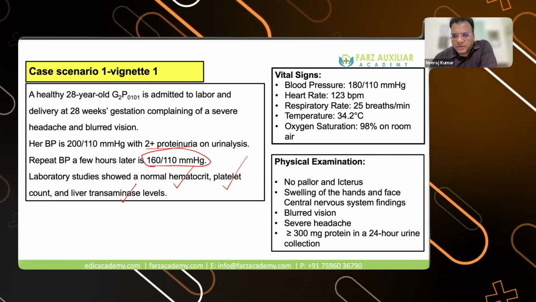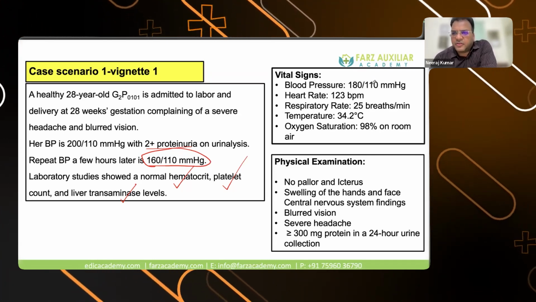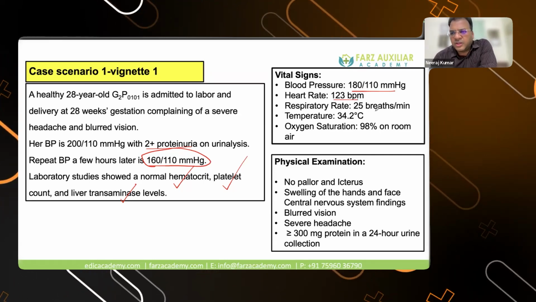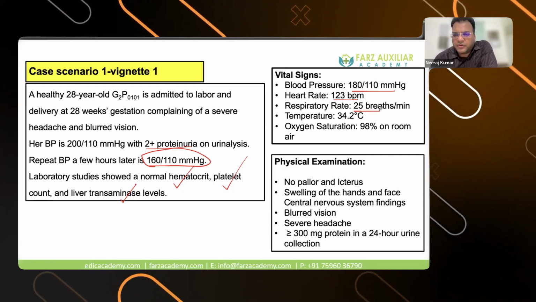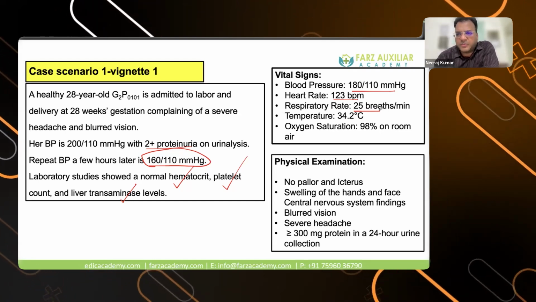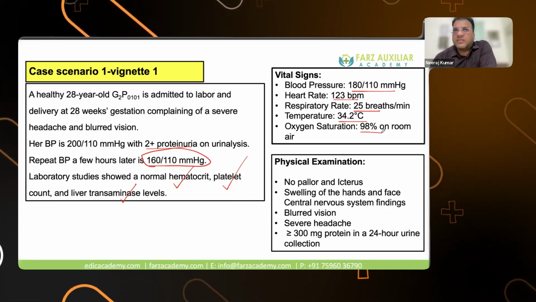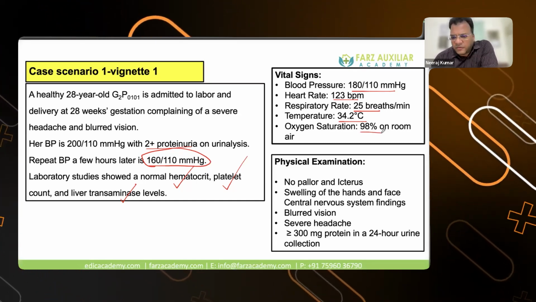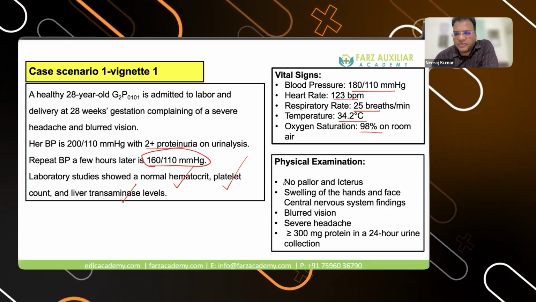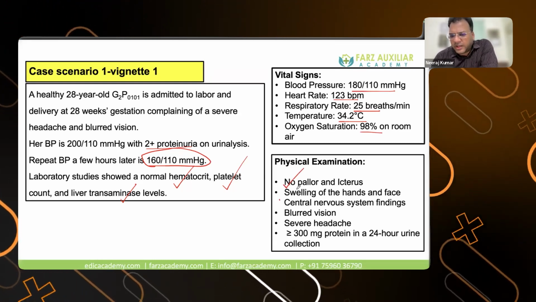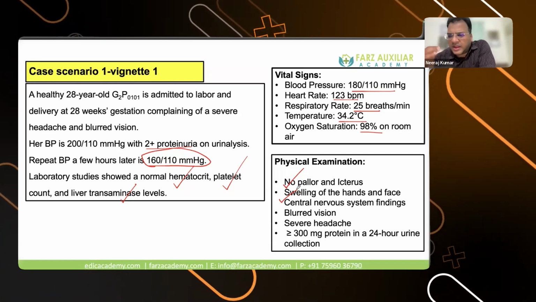On taking the vital signs, the blood pressure was 180 by 110. The heart rate was 123. The patient was not very tachypneic, only 25 breaths per minute. The temperature was 34.2 and she was maintaining a good oxygen saturation of 98. On a quick physical examination, the patient had no pallor or icterus. Only swelling of the hand and face was noticed.